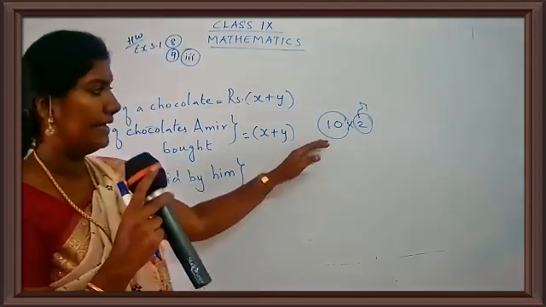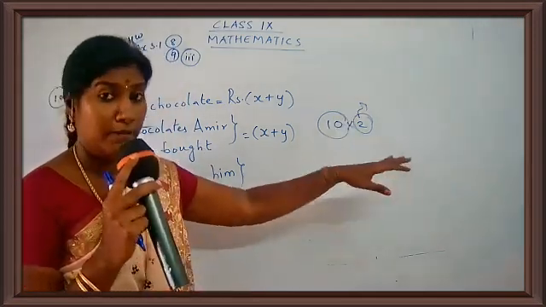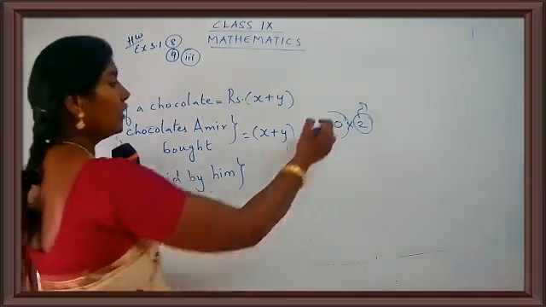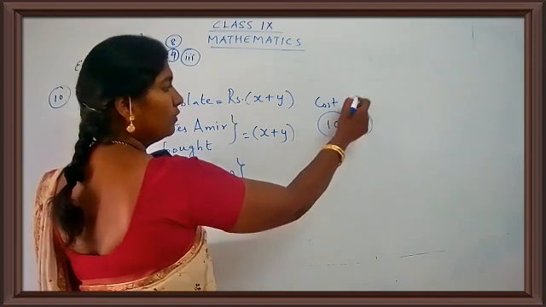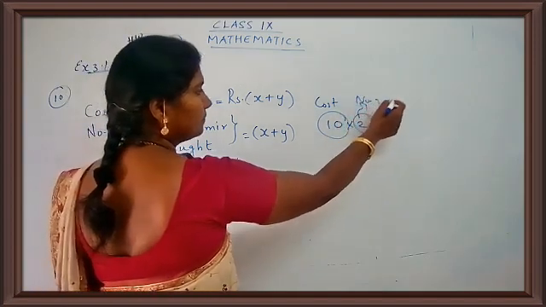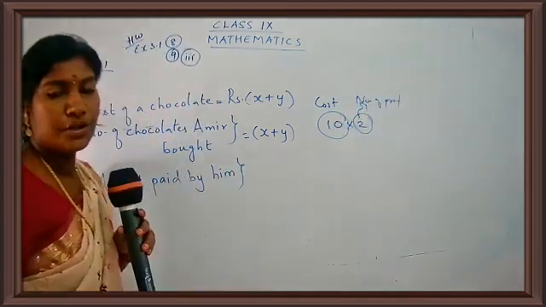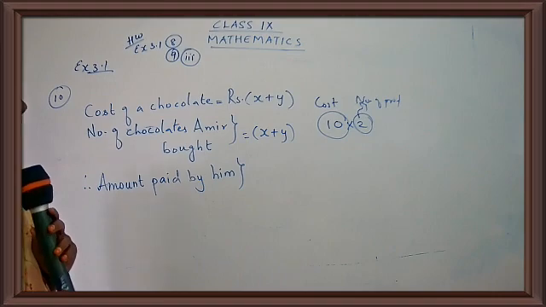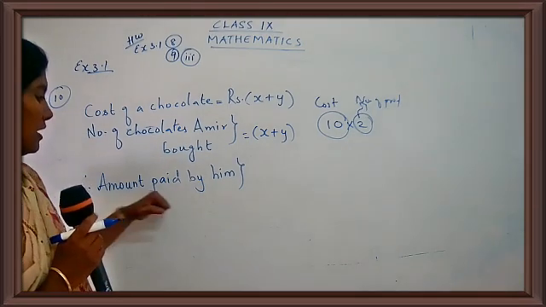So you have to pay 10 into 2, that is 20. Are you getting my point? So how do you find out the amount? Find the amount by cost into number of products. Getting the point? So how to find out the amount? Cost into number of products, 2 or 3 or 4 or 5 and so on. Okay. So same way here I have to find out the amount paid by him.